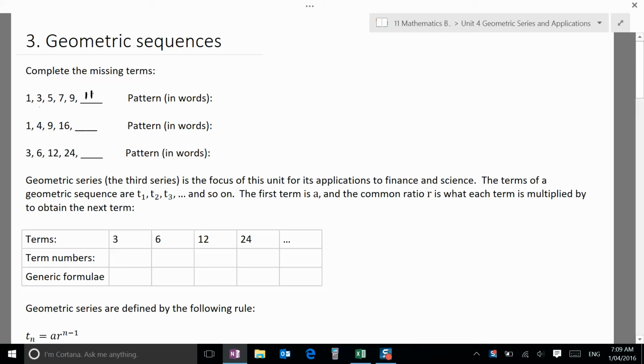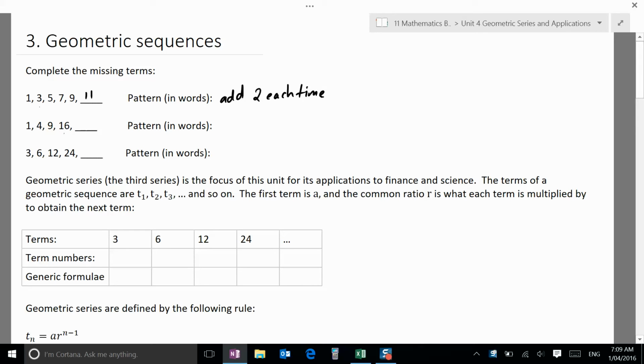So in a sequence there's many terms, and the pattern, you can write it in your own words. I'd say add 2 each time. Pretty straightforward. What about the next one?